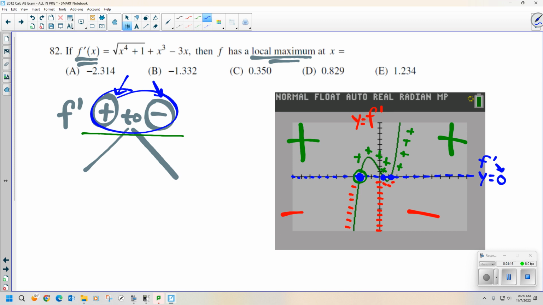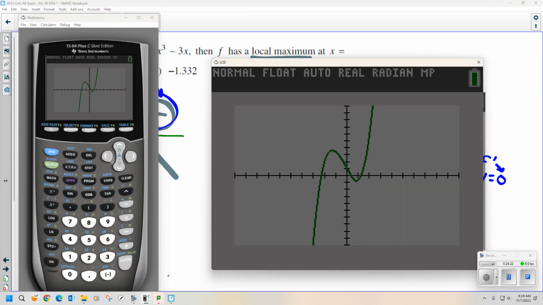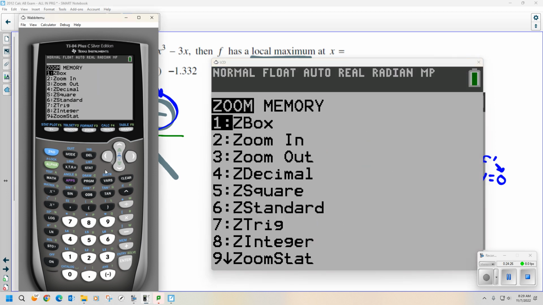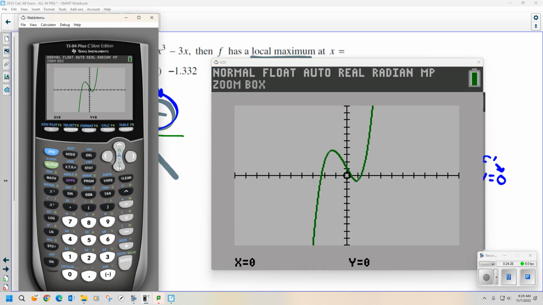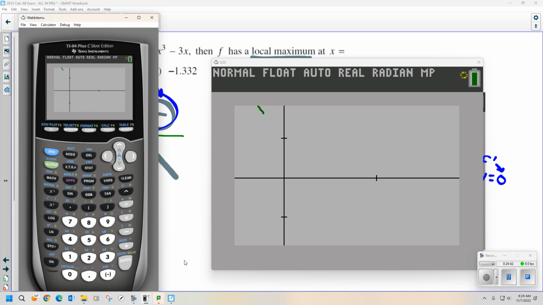In fact, I should probably zoom in because that's tough to see. I'm so sorry, guys. I'm going to use zoom box here. Zoom box, enter. Go here, go up, hit enter. Right there.